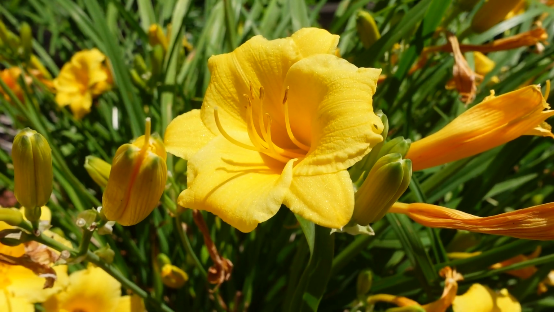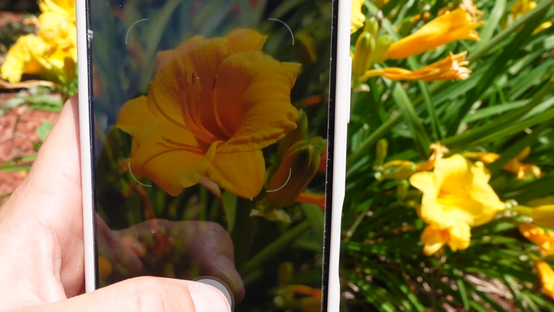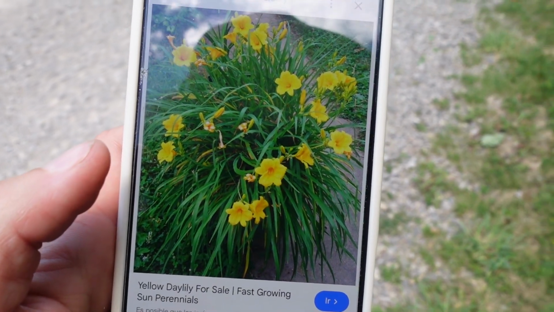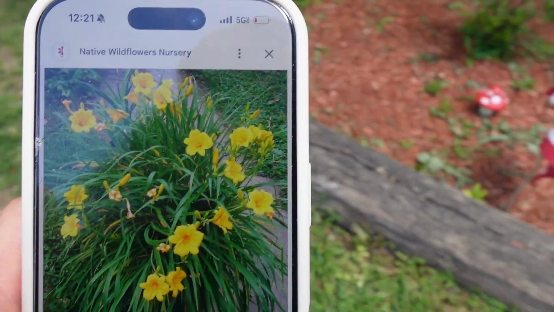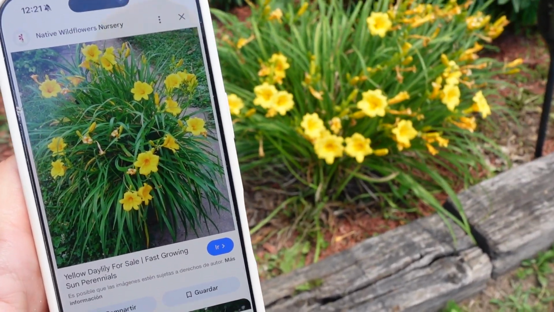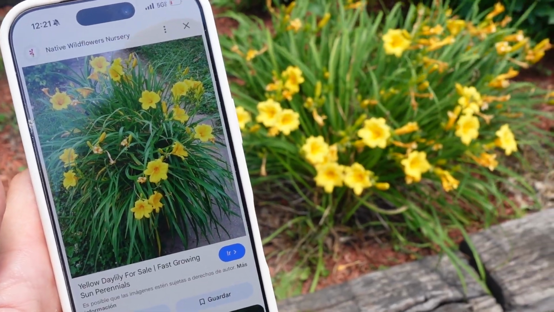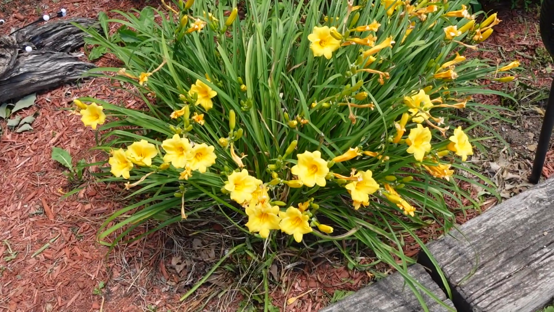Let's use my phone to identify this flower. I'm taking a picture of this flower. This flower is called the yellow daylily. The yellow daylily. Cool. I like the yellow daylily.